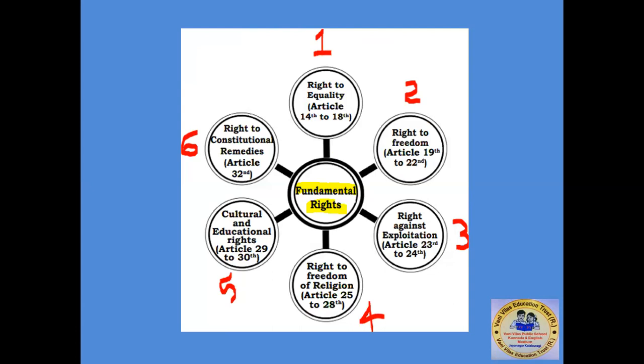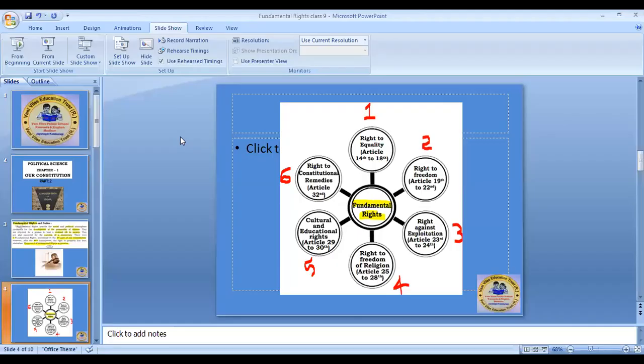Fourth one is right to freedom of religion. That is from Article 25 to 28. Fifth one is cultural and educational rights. That is from Article 29 to 30. And sixth one is right to constitutional remedies. That is Article 32. It talks about remedies. So these are the fundamental rights, and we will discuss them one by one.